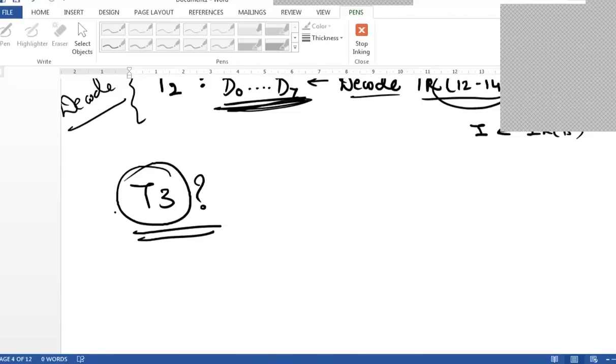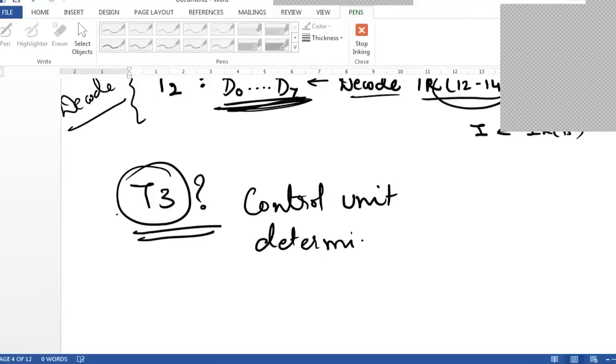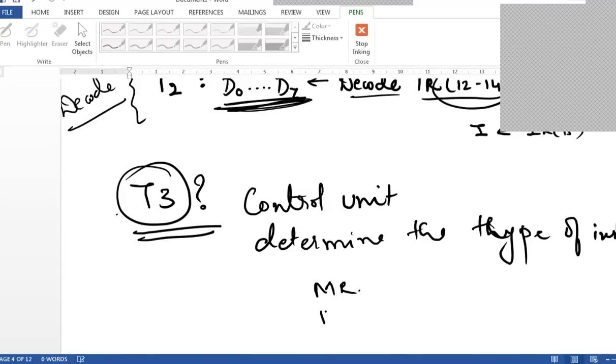So at time T3, your control unit would identify which type of instruction it is. Okay, control unit would determine the type of instruction. हमने decode first T0, T1 से क्या हुआ? Fetch हुआ. T2 से क्या हुआ? Decode हुआ. Now what would happen at time T3? It would identify whether it is a memory reference instruction, a register reference instruction or an input output instruction. Okay, so at time T3 it would be decided. Now how to decide it?